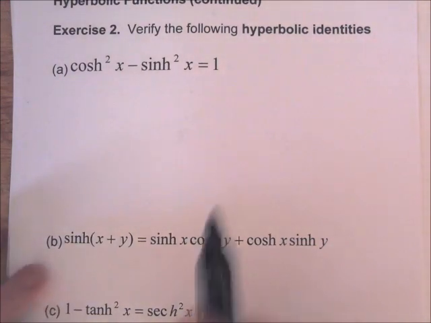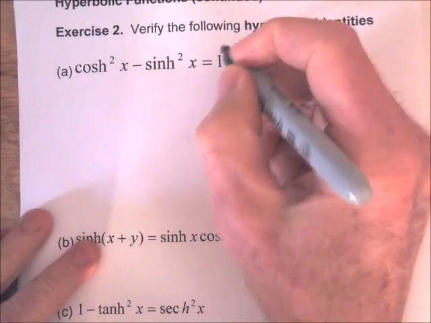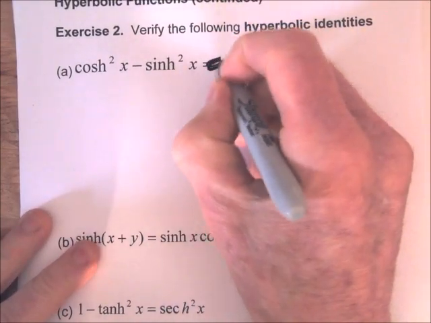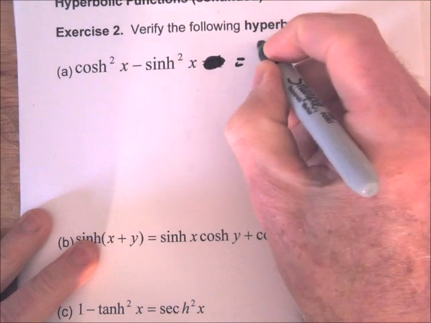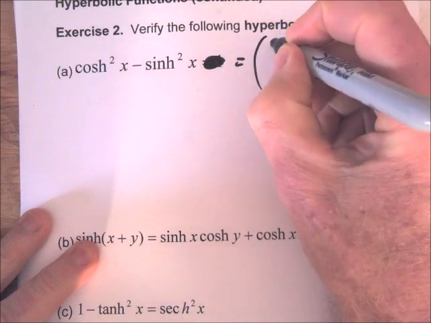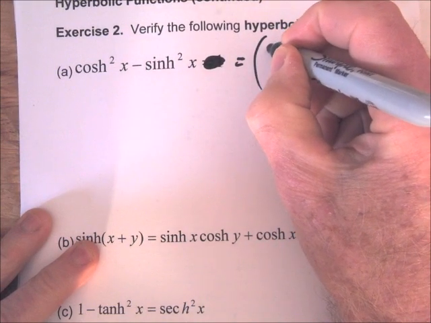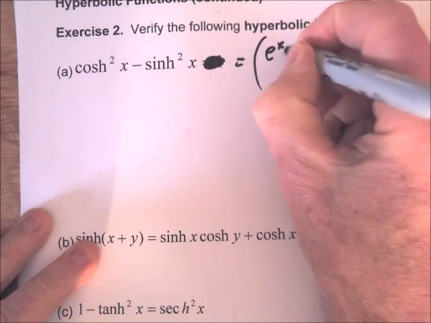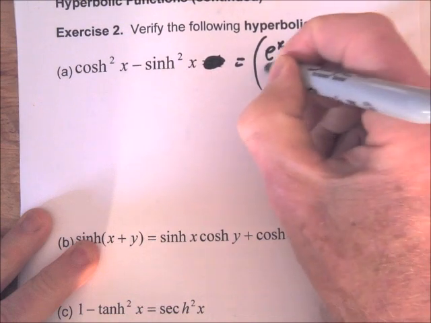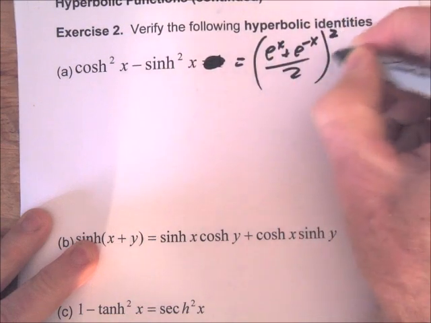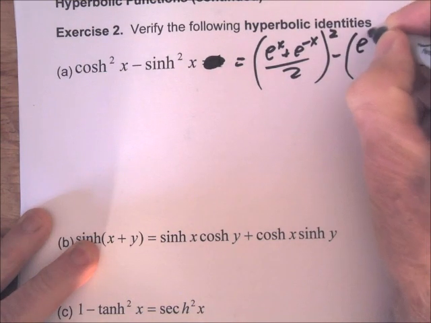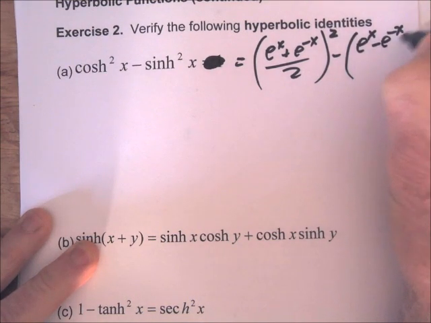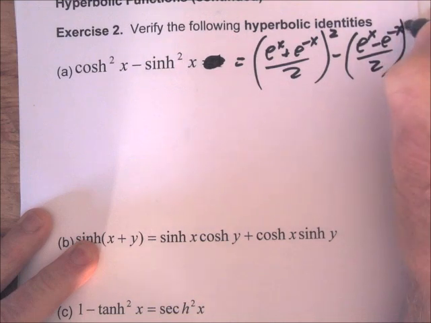I'll go through the proof of that. So the cosh squared minus sinh squared is going to be (e to the x plus e to the minus x over 2) quantity squared minus (e to the x minus e to the minus x over 2) quantity squared.